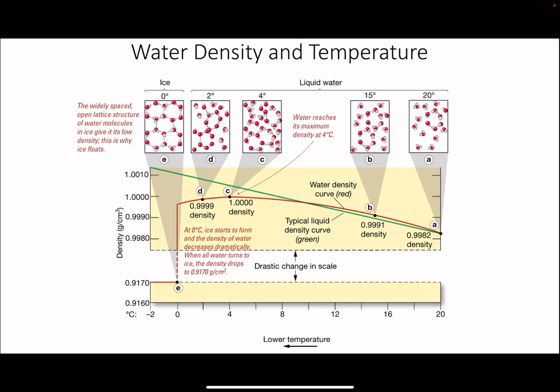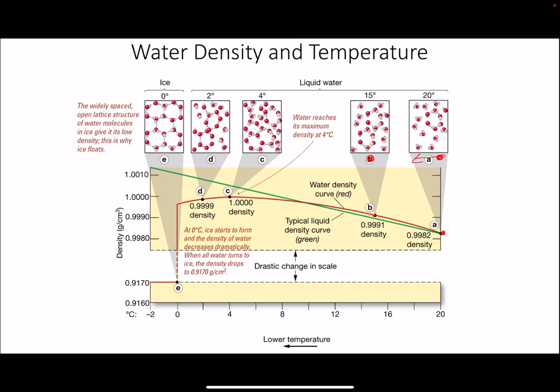So if you start here at liquid water at 20 degrees C, and then we're going to move to the left, you can see the water molecules sort of floating around. Nothing very exciting happening. This is the density here in grams per cubic centimeter, about 0.9982. And so then you lower the temperature, so you move towards 15 degrees, and the water molecules start to compress a little bit, and they start to get a little bit closer together. And as that happens, density rises to point B.